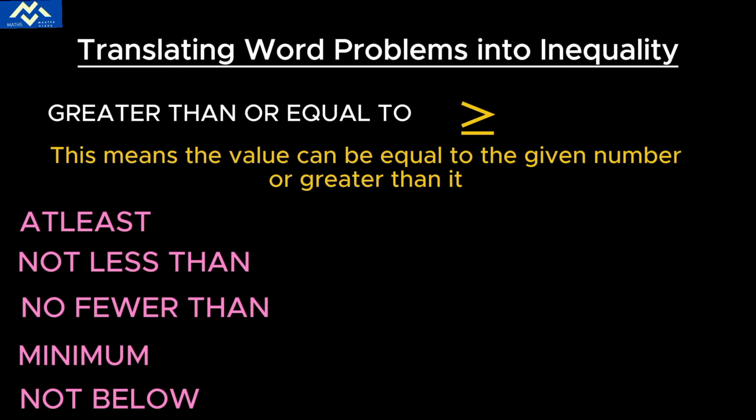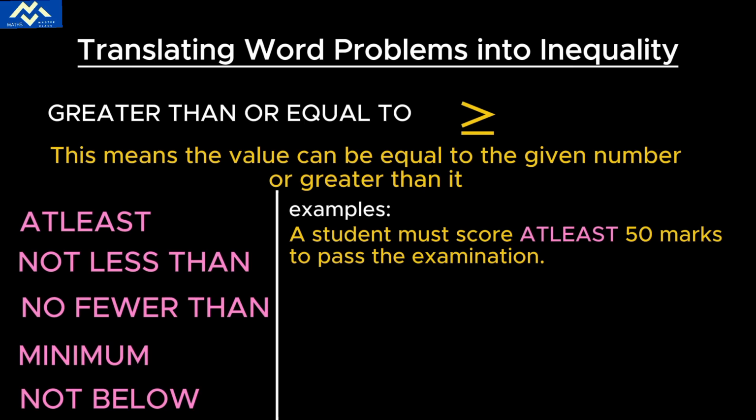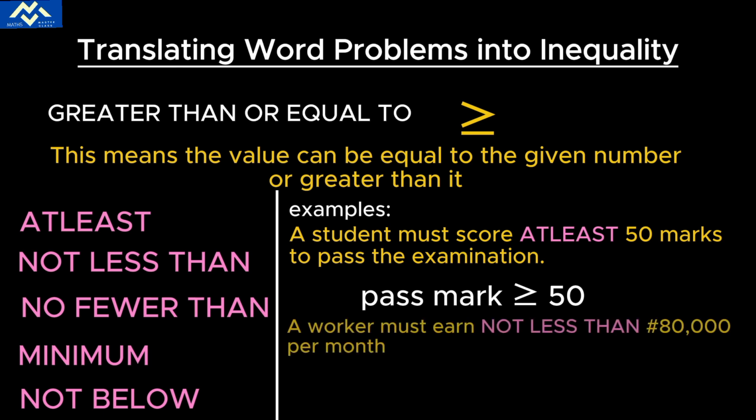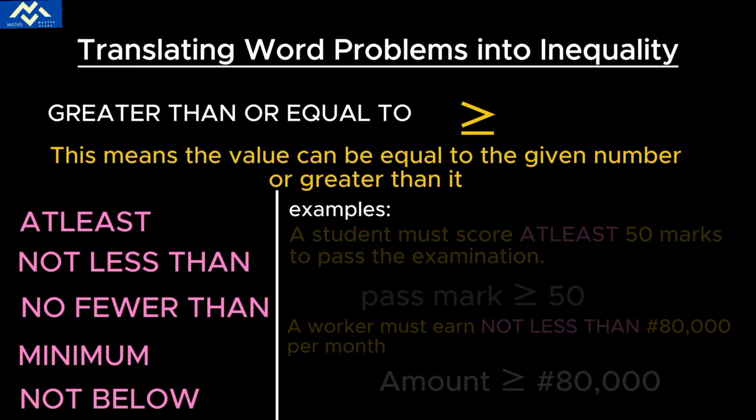Let's see some examples. A student must score at least 50 marks to pass the examination. This means the student may score exactly 50 marks or any mark above 50. Therefore, the score is greater than or equal to 50. Another example. A worker must earn not less than 80,000 naira per month. Any salary below 80,000 naira is not acceptable. Therefore, the salary must be 80,000 naira or more. Which is greater than or equal to 80,000 naira.